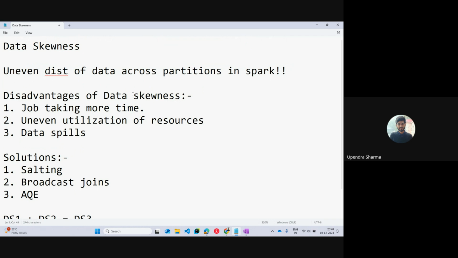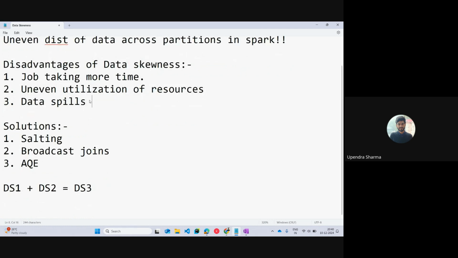There are disadvantages to data skewness also. Some jobs can take more time, which means we'll have our results later than we should. There is uneven utilization of resources. We are paying for the resources, but we are not able to use them because of this data skewness problem. Data spills may occur, which is again a very cost-heavy operation. Then we discussed the solutions for data skewness. We have the following solutions. So yeah, that's about that.